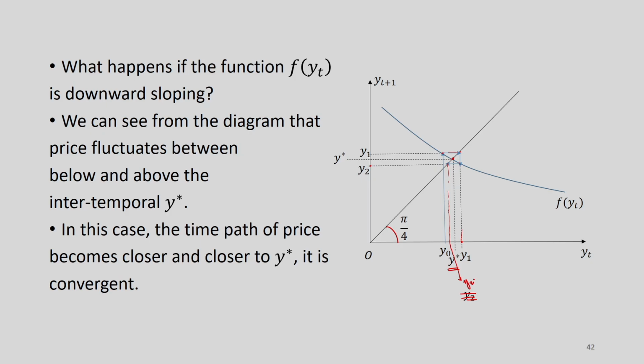But as you can see, the price was first below y star, then it goes from y 0 to y 1, which is above y star, and then it again comes back to y 2, which is below y star. This means price is fluctuating in this case from below to above the intertemporal equilibrium y star. That is the first thing to note. The second thing to note is that the price over time is becoming closer and closer to y star. So, in this case the time path is actually convergent.